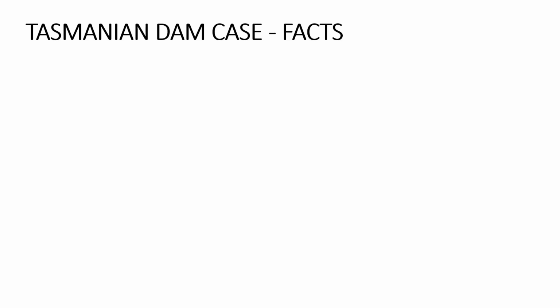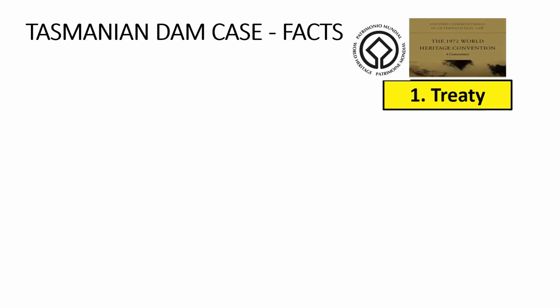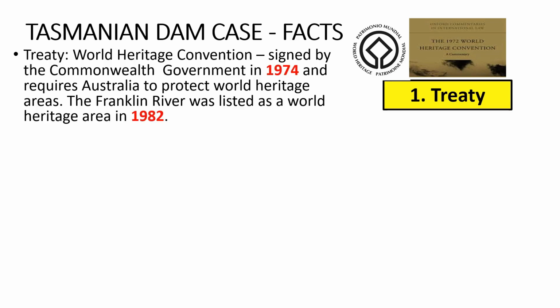Back in 1974, the Commonwealth Government signed the United Nations Convention concerning the protection of the world cultural and natural heritage, which is also known as the World Heritage Convention. The Convention is an international treaty, that is, it is an agreement between a number of countries. The World Heritage Convention required these countries, including Australia, to protect World Heritage Areas, which are areas of major environmental significance. The United Nations Educational, Scientific and Cultural Organization, UNESCO, is the international agency that administers the World Heritage Convention.